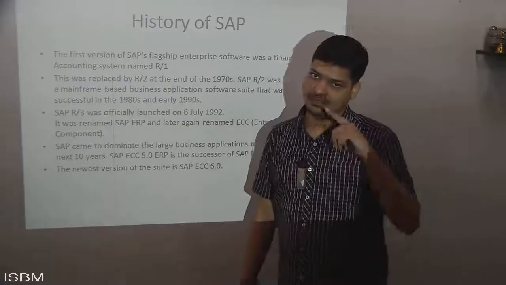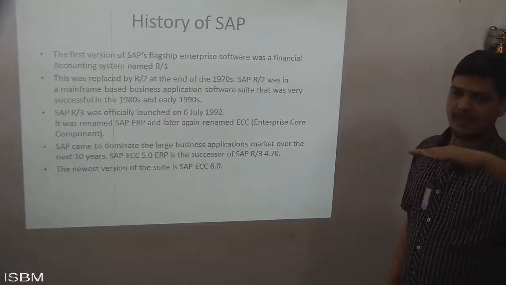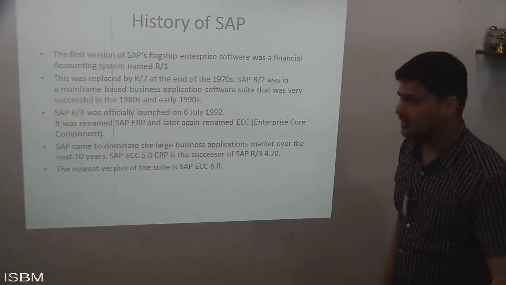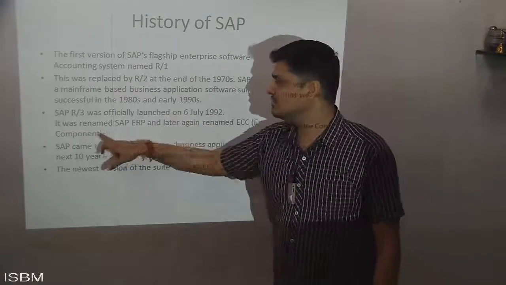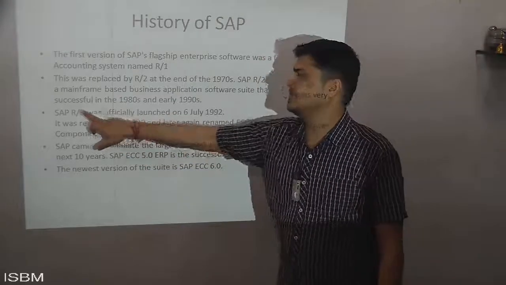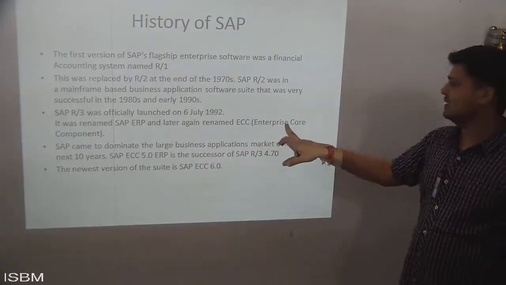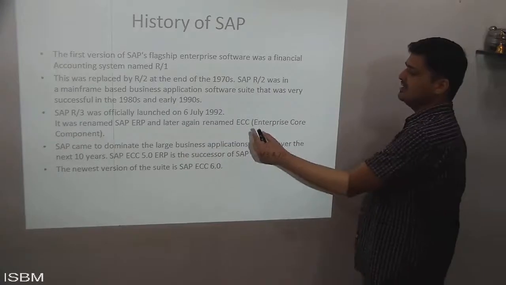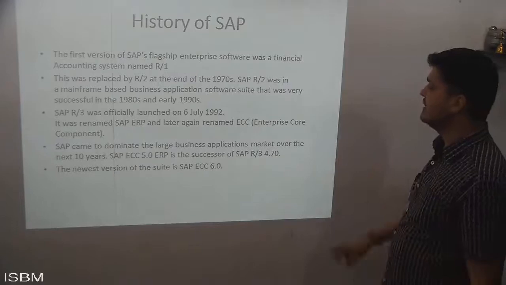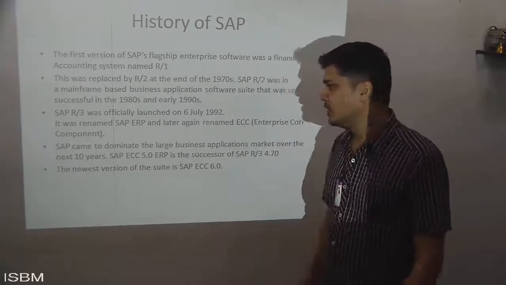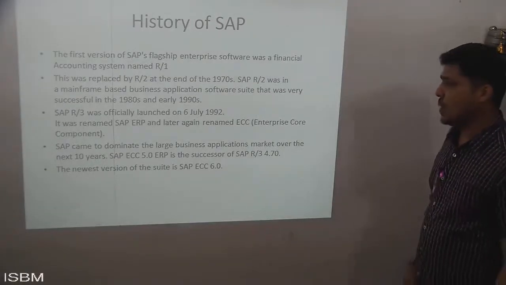This is a three-tier architecture, so there are three layers of the software: a presentation layer, an application layer, and one other layer. These three layers were introduced here. It was renamed SAP ERP, and later ECC, Enterprise Core Component. Nowadays when you ask about SAP, they will give you SAP ECC, which is nothing but Enterprise Core Component. SAP came to dominate the large business application market over the next 10 years.